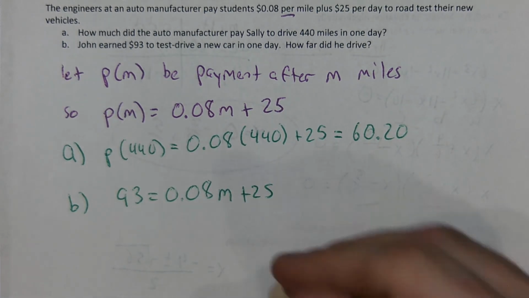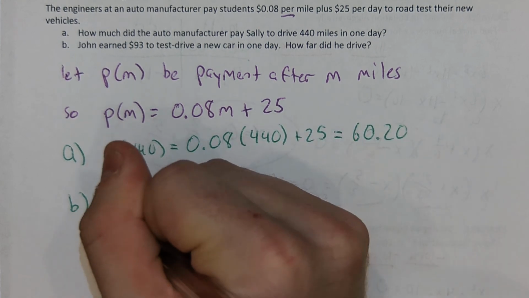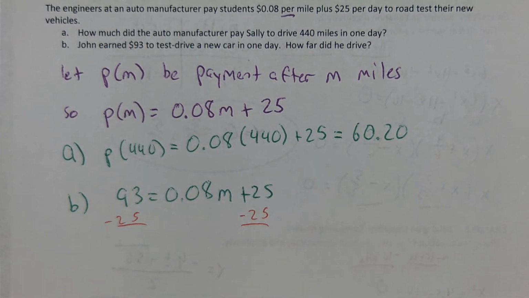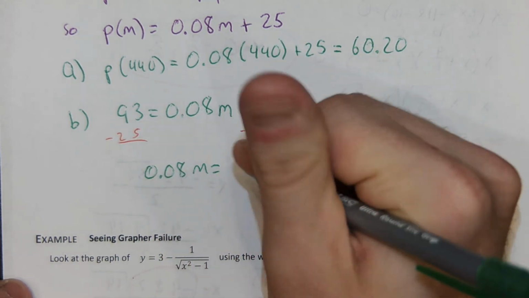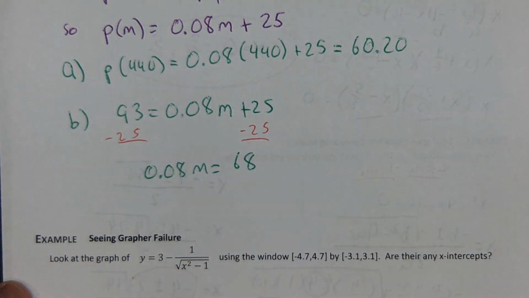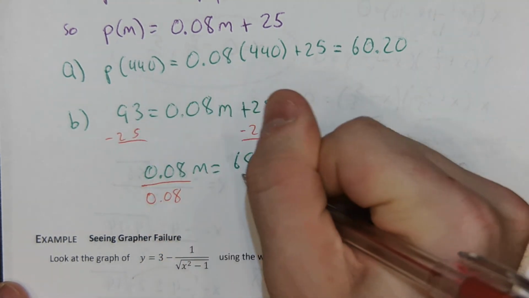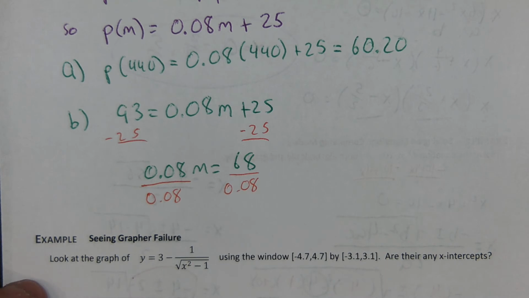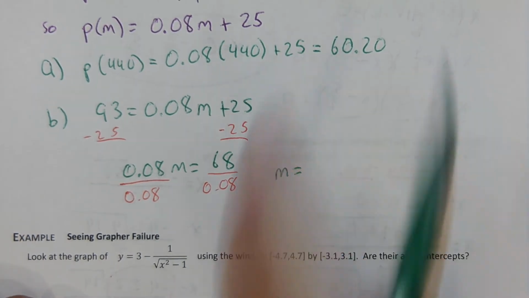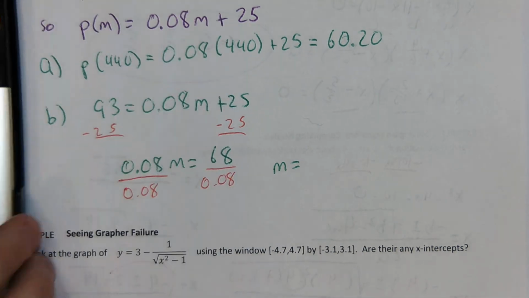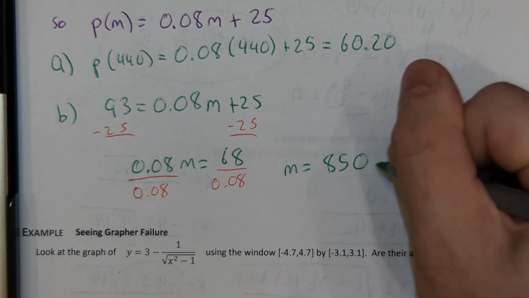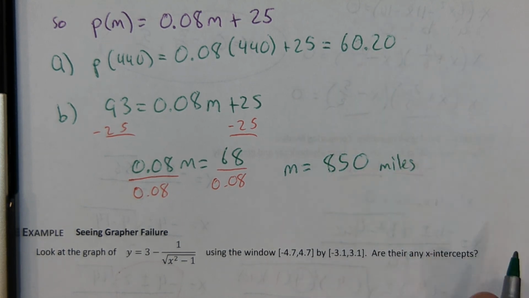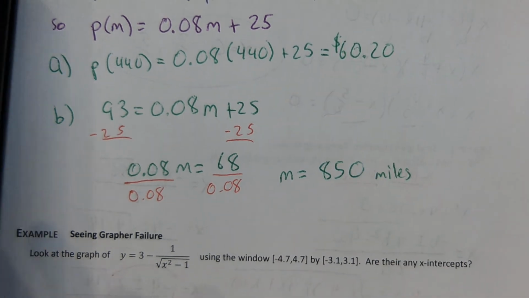By doing some basic algebra. Let's subtract 25 from both sides. And I like my variables on the left, so hopefully no one will have a huge aneurysm. Then I'm going to write 0.08m equals 68. And then divide. Again, grab a calculator. 68 divided by 0.08 is exactly 850 miles. There you have it.